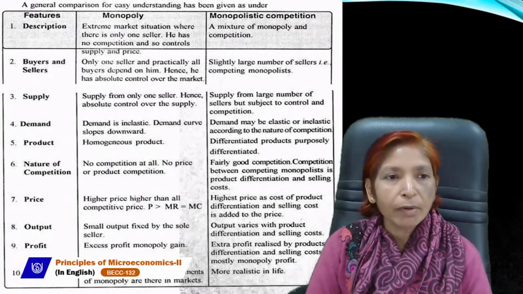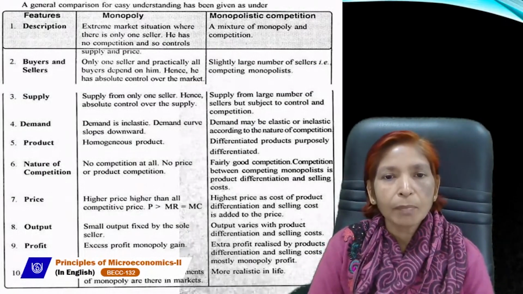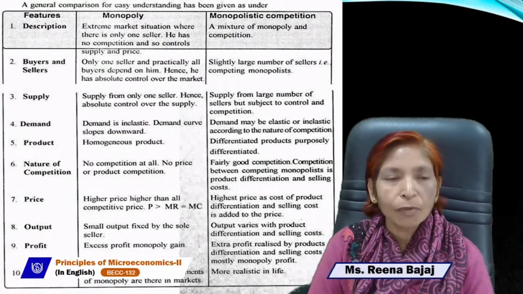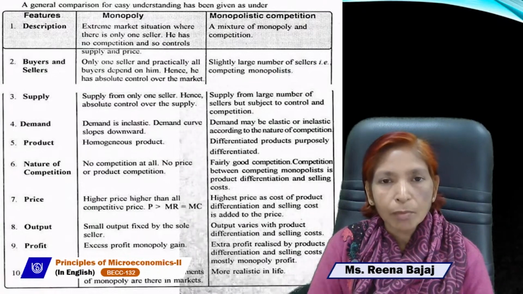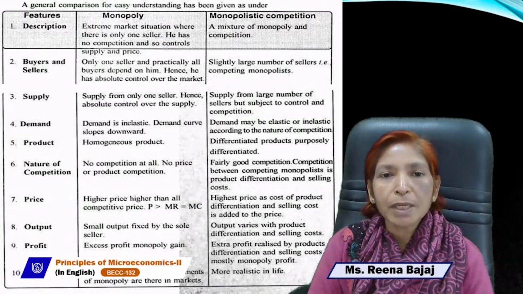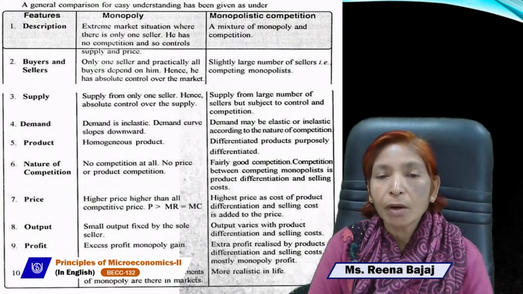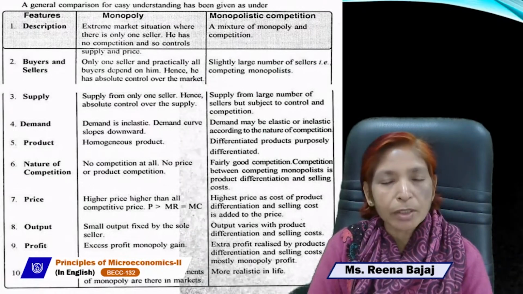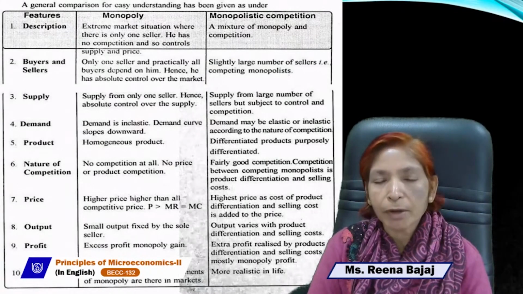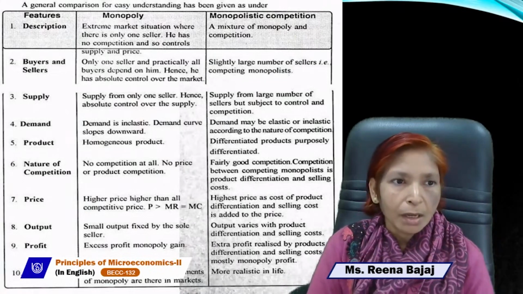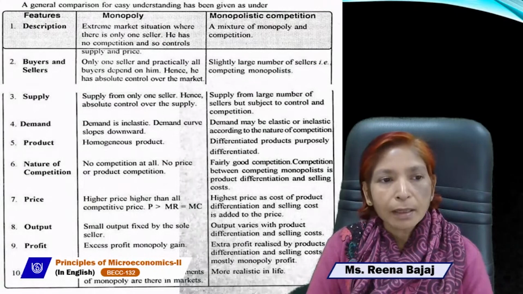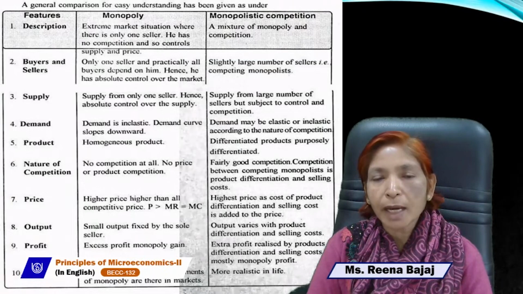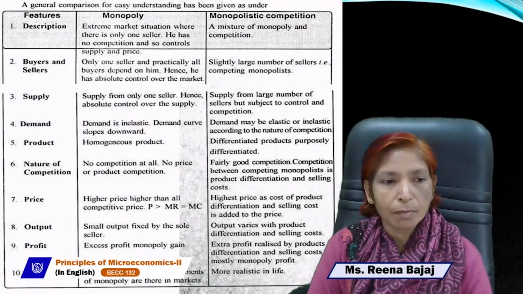Next is the difference between monopoly and monopolistic competition. As you know, monopoly is a market in which only a single seller exists, but monopolistic competition is a mixture of monopoly and competition. What is this competition? Perfect competition. So the monopolistic competition market is a mixture of monopoly and perfect competition. In a monopoly market, only a single seller exists. Buyers may be in large number. In a monopolistic competition market, buyers and sellers both are in large numbers.